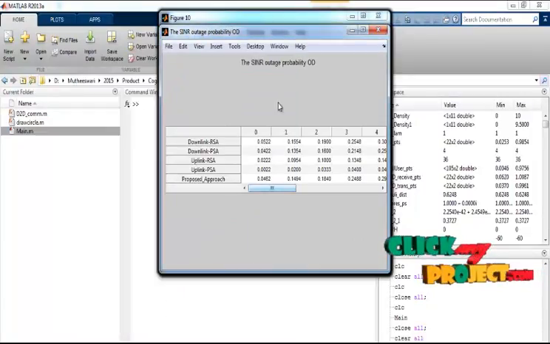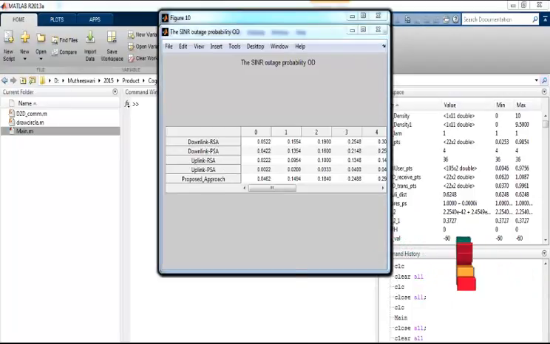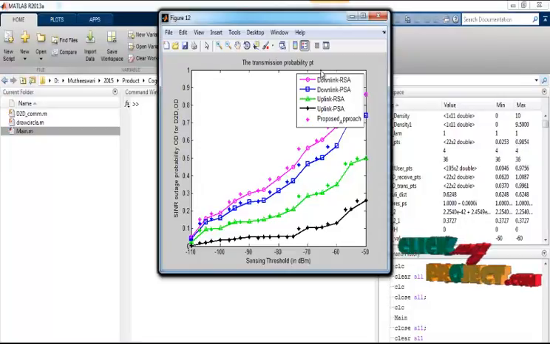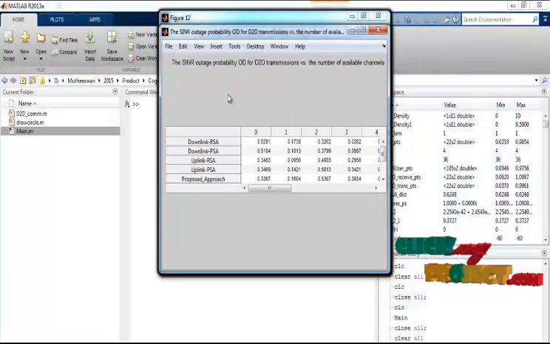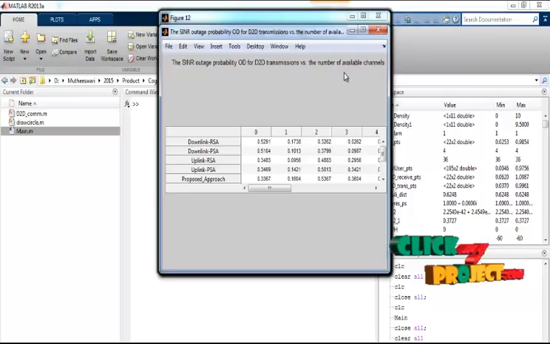This is the SINR outage probability for downlink RSA, downlink PSA, uplink RSA, uplink PSA, and the proposed approach. This is the SINR outage probability for D2D users. And this is the SINR outage probability for the device to device transmitter versus the number of available channels. These are performed for RSA and PSA for both uplink and downlink cases.